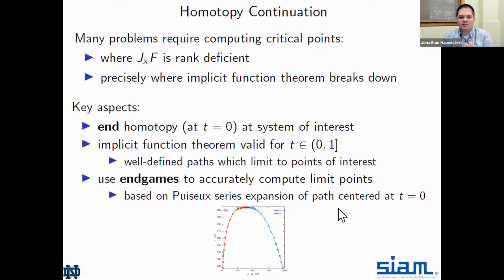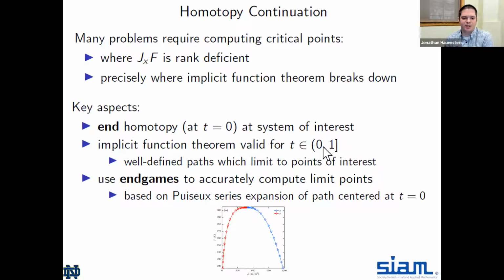We know that the implicit function theorem doesn't work at that point, but it works everywhere up to that point. So we have this open interval where it works up until the point where it fails. What that means is we have well-defined paths which limit to these critical points. And then we can use endgames at the very end to accurately compute those limit points.